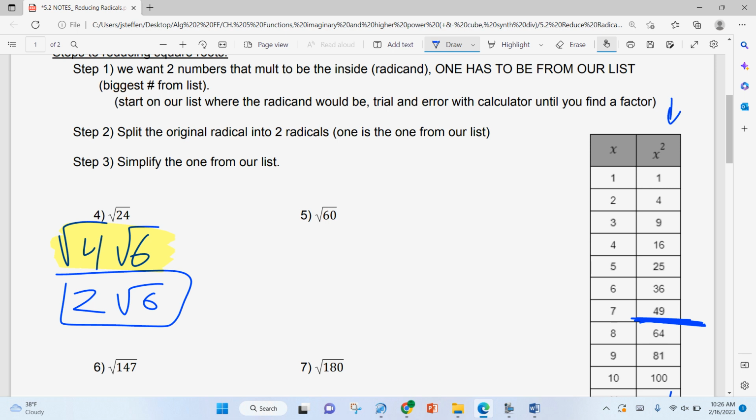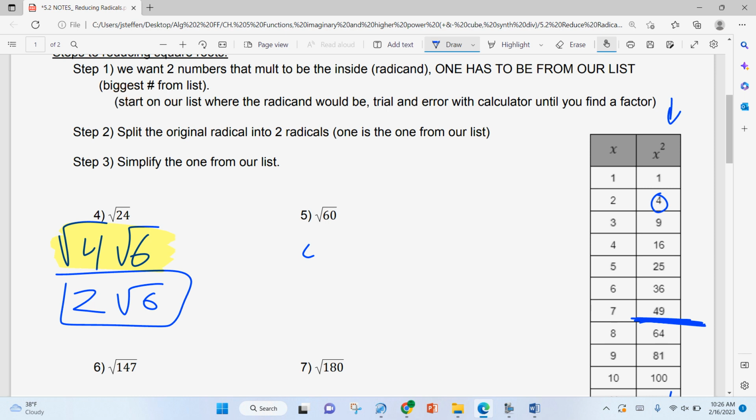So 60 divided by 49 is a decimal. 60 divided by 36 is a decimal. 60 divided by 25 is a decimal. Almost, but still a decimal. 60 divided by 16 is a decimal. 60 divided by 9 is a decimal, and 60 divided by 4. So we had all those. We finally got to the one. It took a little while, but 4 is our answer.